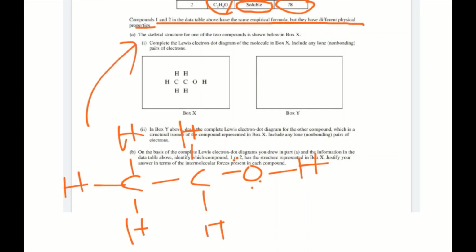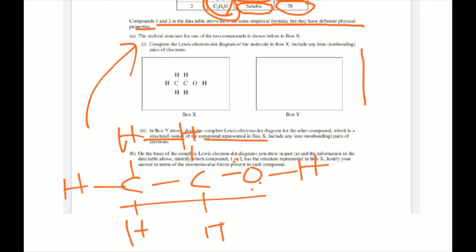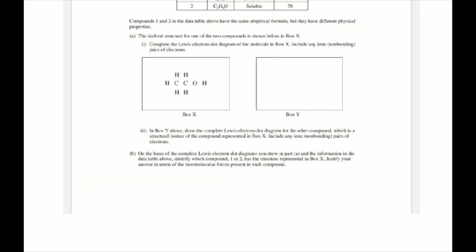Now what's A2? It says draw the Lewis structure of the structural isomer of the compound represented in box X. So isomers have the same molecular formula, but they might have a different structure in terms of bonding. So how about this? Instead of putting CCO, let's try COC. That would create an isomer. So let me actually clear the ink since you know the answer for A1. So let's put COC instead.